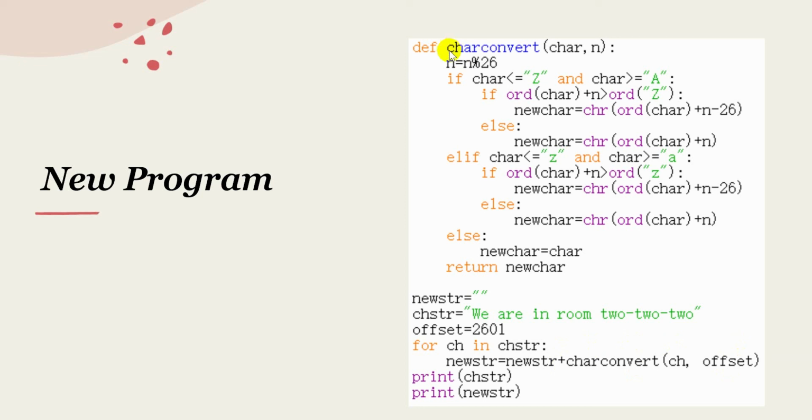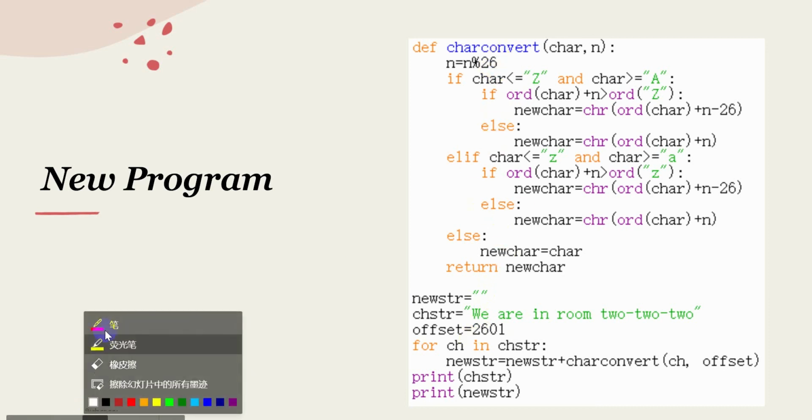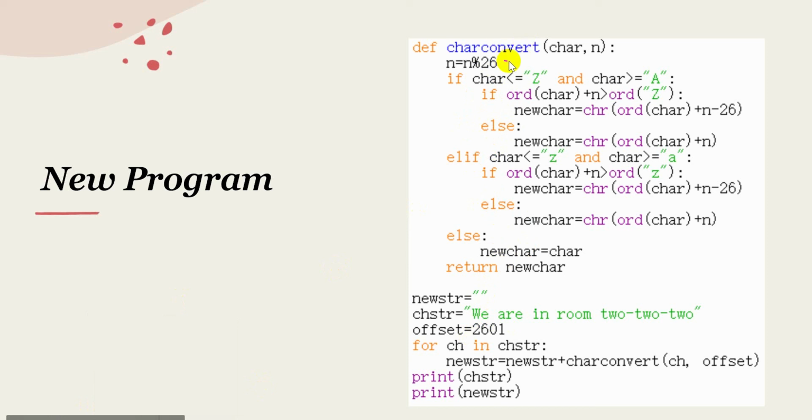So we define a function called char_convert, and the parameters are char and n. n is the offset here, which is 2601. And then we make n equal to the modulus of n and 26. So 2601 divided by 26, and we want the remainder of that. So over here, n would just be 1.